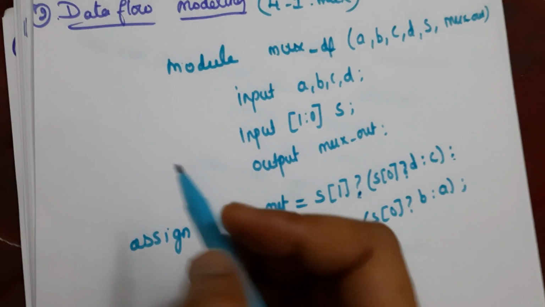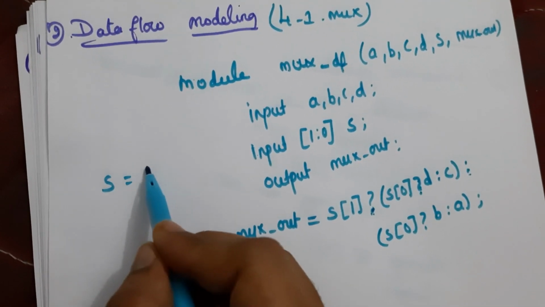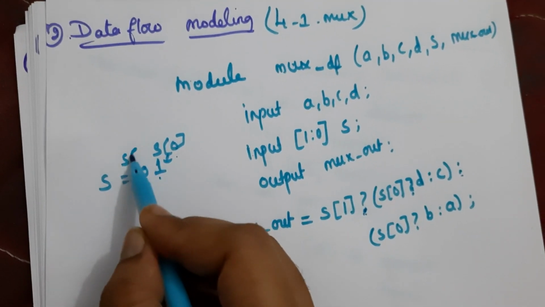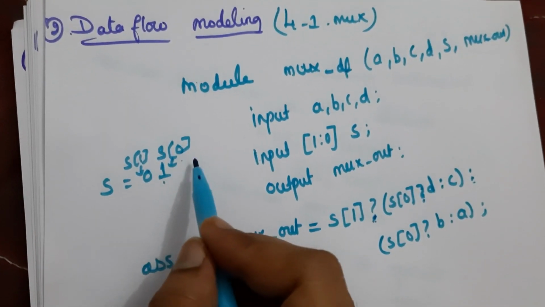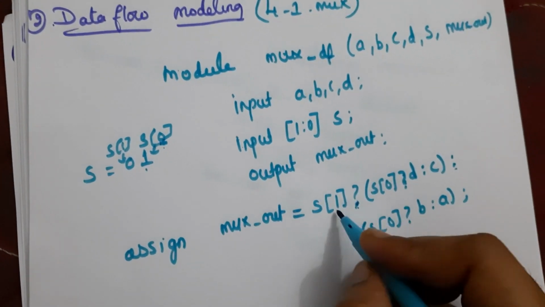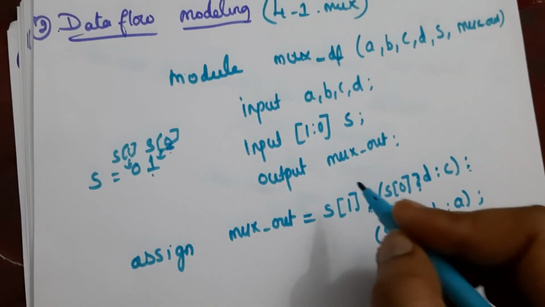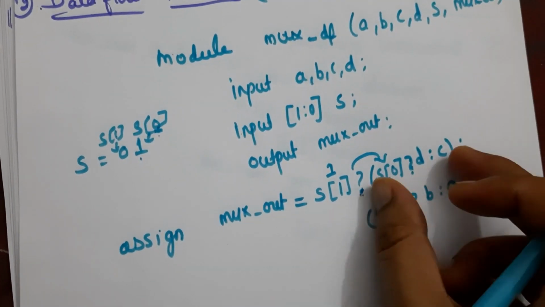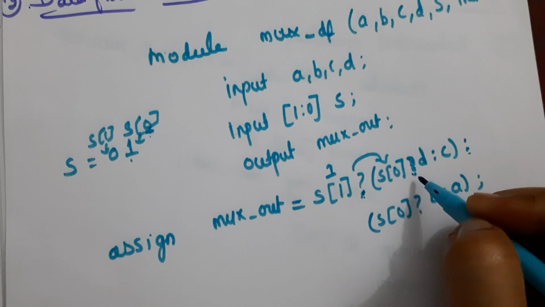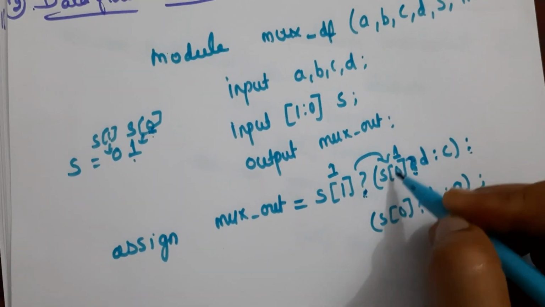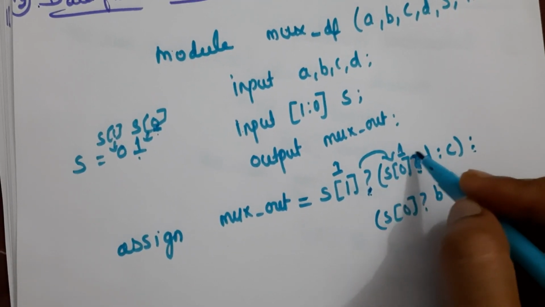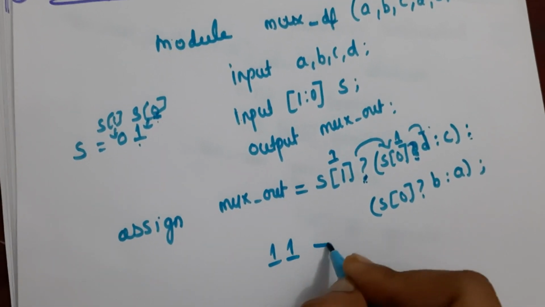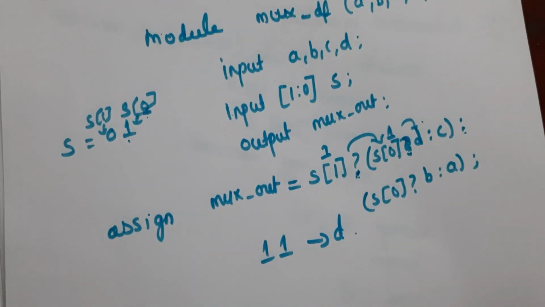Okay, now I explain. This S is a 2 bit, so if you are considering 0 1, it means S of 0 bit is 1, S of 1 bit is 0. So this is the bit position. If this is 1, it means the statement is true, so it selects this condition. Again, another condition here: this S of 0 is 1, it chooses D. So now this condition is 1 1, so 1 1 means output is D.